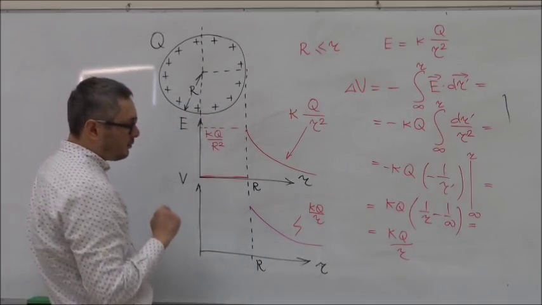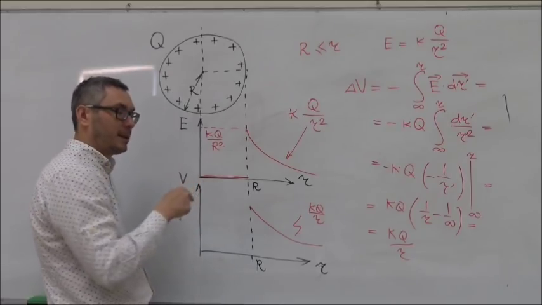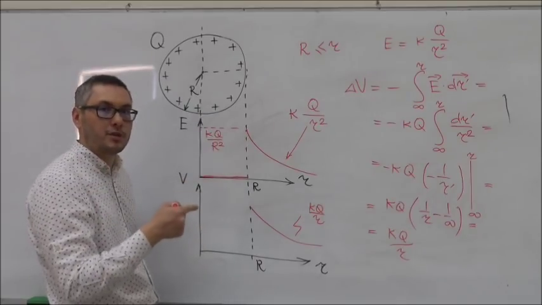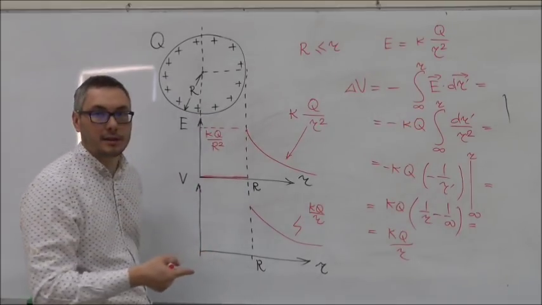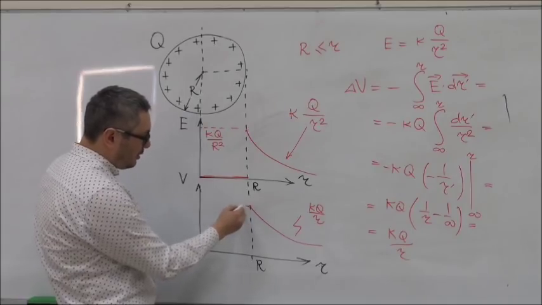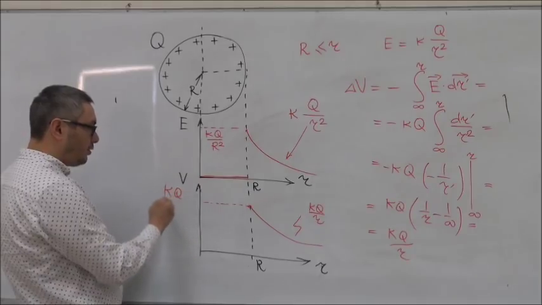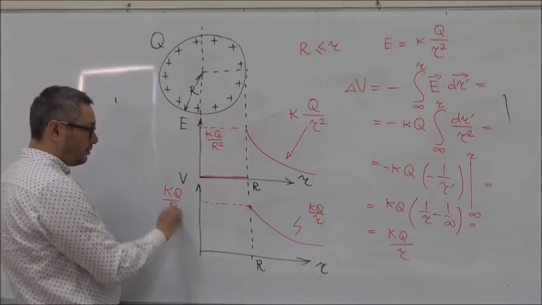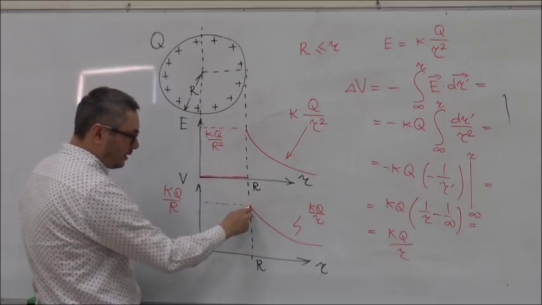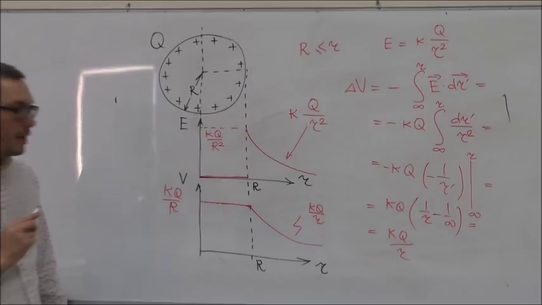We have just learned from the lecture that the electric potential inside the conductor is equal to the value of electric potential on the surface of the conductor. On the surface of the conductor, at this point, electric potential is equal to kq over big R. So the electric potential inside is exactly the same as it is on the surface. So this is how the graph looks like.